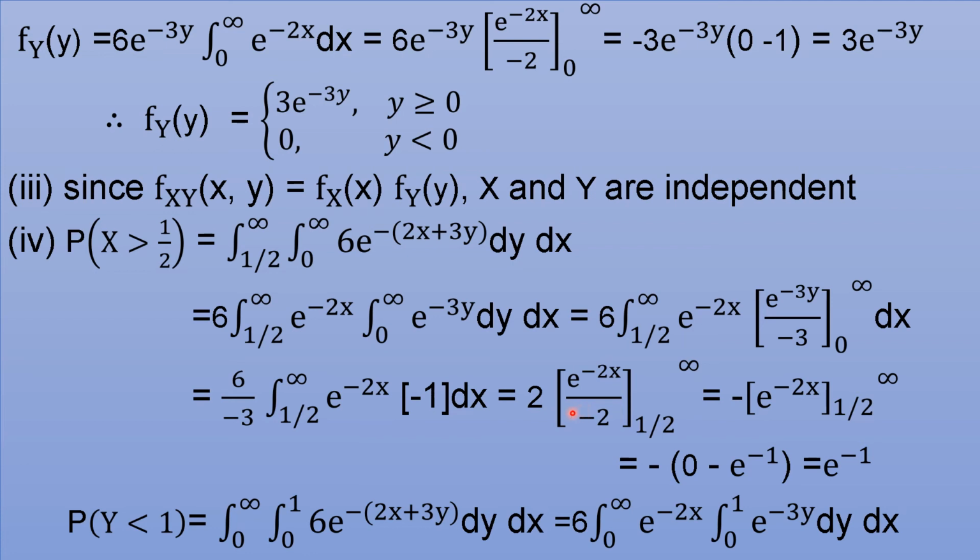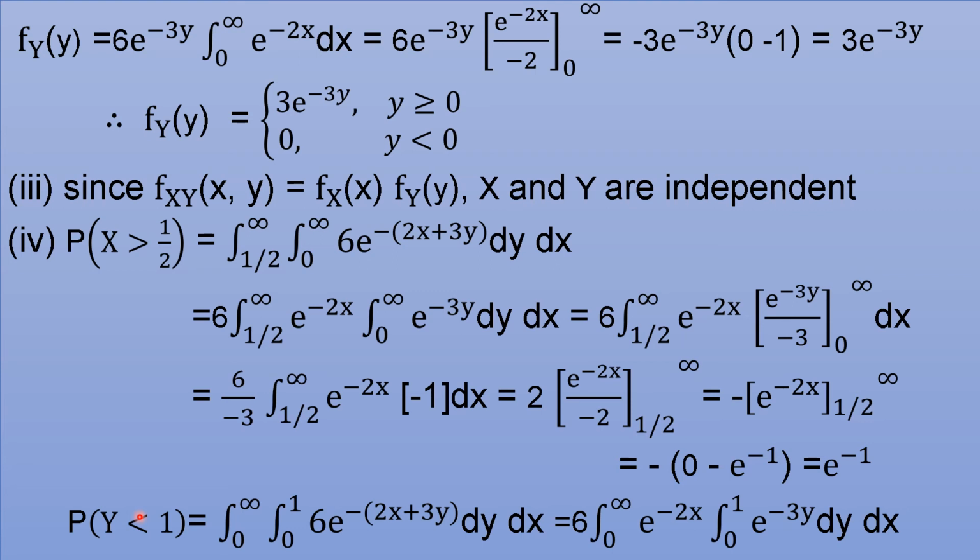2 by minus 2 is minus 1 into difference of e power minus 2x at infinity and half. E power minus infinity means 0. Minus e power minus 2 into half means e power minus 1. So minus of minus will be plus e power minus 1. So this will be the probability that x will be greater than half. And this value of e power minus 1 can be calculated by using the calculator or can be kept as it is. Then the probability that y is less than 1.